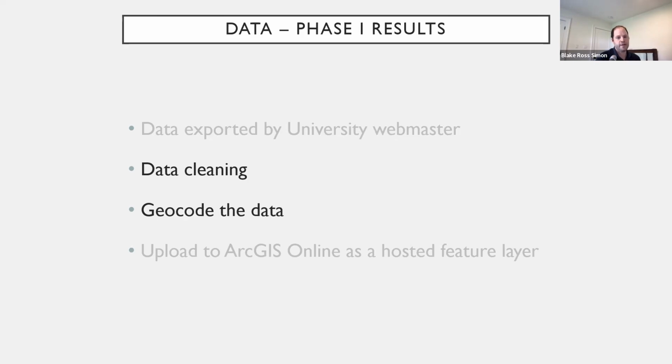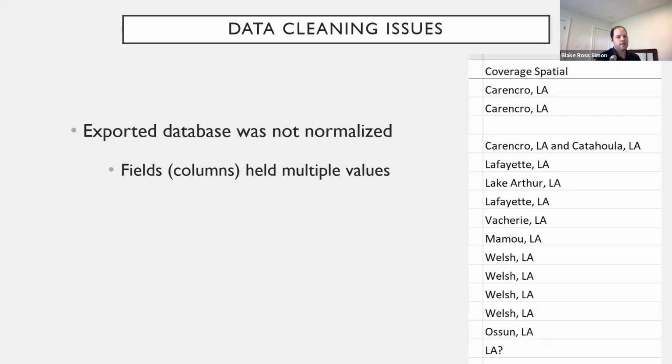I'll start with the data cleaning aspect. There were many issues involving the original database that produced the need to clean the data. The exported data was not normalized. The coverage spatial field, which is the key field I used to geocode the data, contains multiple values for many of the field entries. You can see that one entry in the field on the right has both the city of Carencro, Louisiana and Catahoula, Louisiana listed in the same cell. In addition to this, a city and a state abbreviation are contained in the same entry.